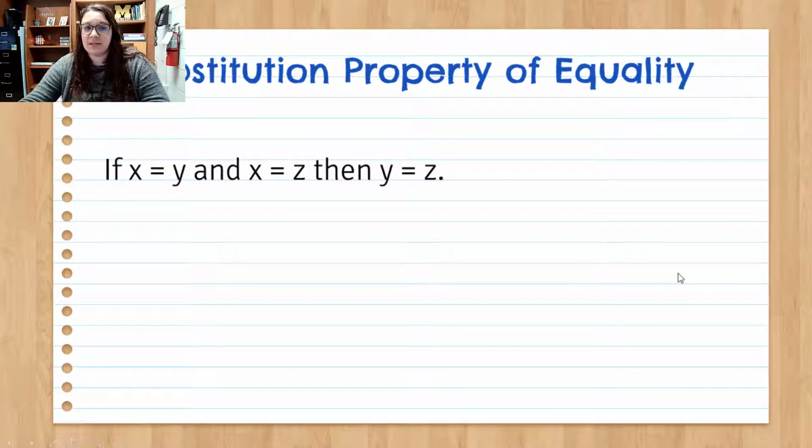Last one I'm going to mention is the substitution property of equality. If x equals y and x equals z, then y and z are also equal. So these are all kind of obvious, but we need to put a reason for things when we do proofs, and these are the reasons we can use.